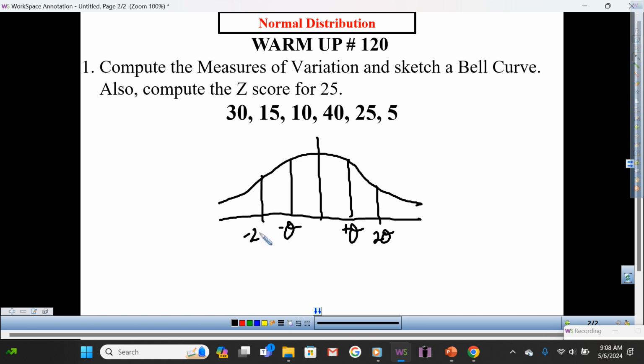So let me set this up. So measures of variation, what are they? Jaden. Standard deviation. Hold on. Standard deviation. What else? Variance. And range. All right. So far, so good. So what'd you get for the range, Jaden? What is it? 35.